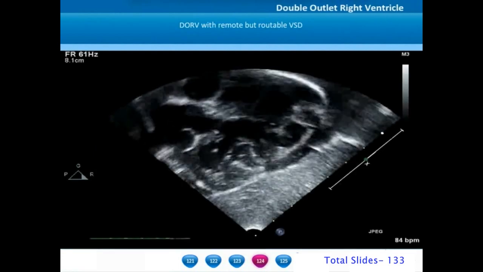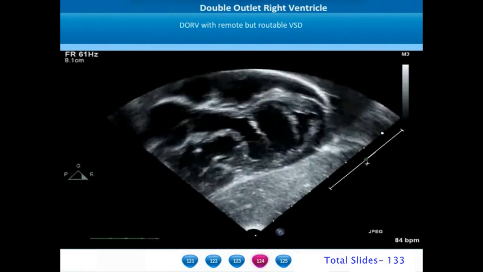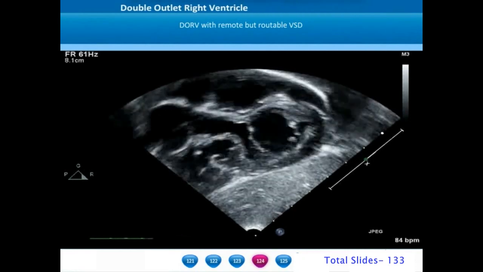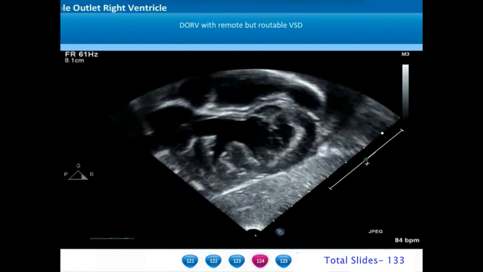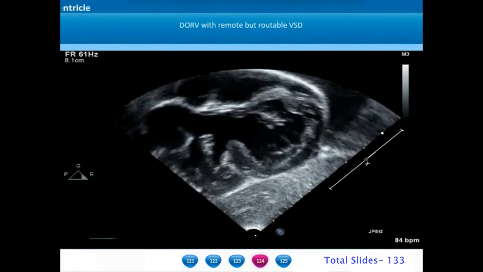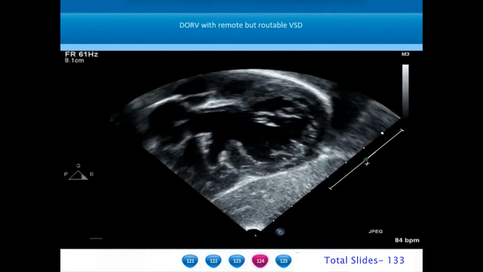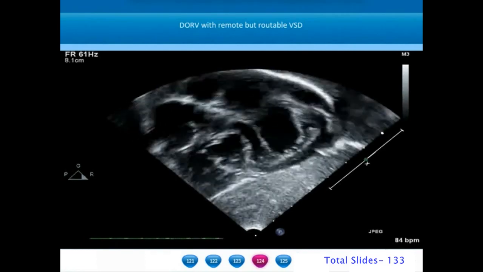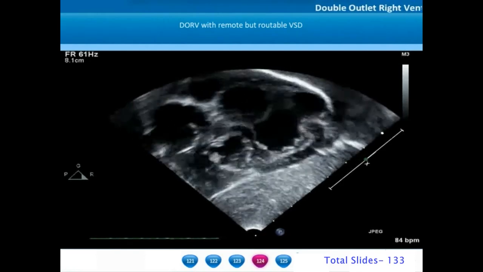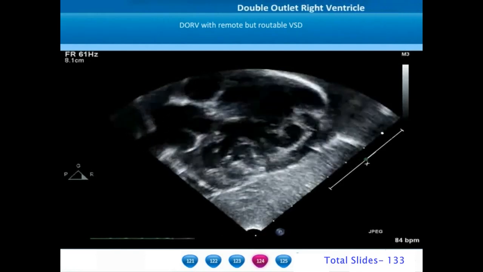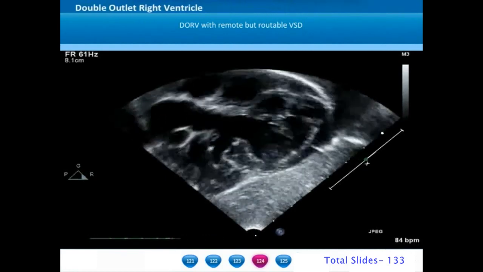A subxiphoid short axis view shows a very large ventricular septal defect located in the inlet septum between the tricuspid and the mitral annulus, which is far remote from the aortic annulus. However, we can notice that this ventricular septal defect can be routed towards the aortic valve through a long tunnel without disturbing the tricuspid valve apparatus.